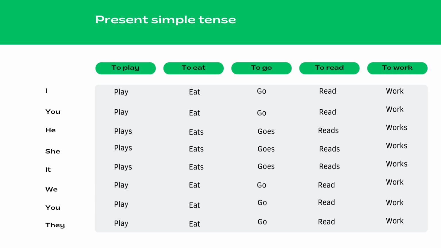Verb to go. I go. You go. He goes. She goes. It goes. We go. You go. They go.